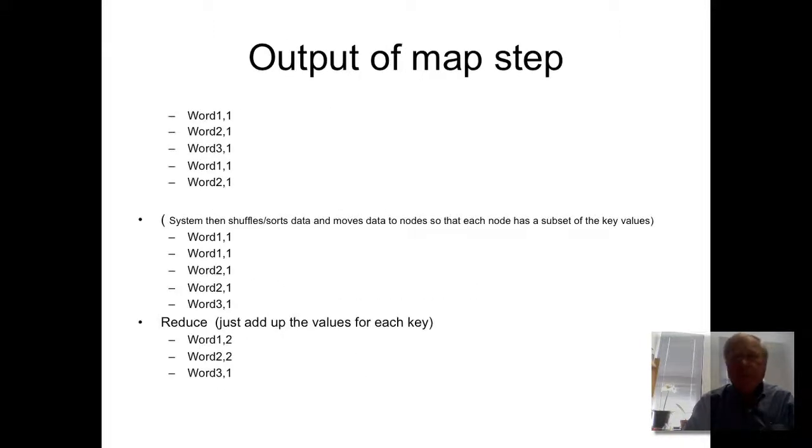So here's an example of what the output of the map step would look like. Word 1, number 1, word 2, number 1, word 3, number 1, word 1, number 1, word 2, number 1, etc. Then the output of what's presented to the reduce step is word 1, 1, word 1, 1, word 2, 1, 1, word 2, 1, word 3, 1, etc. And the reduce step just adds up the value for each key and outputs for word 1 that occurred twice, word 2 occurred twice, word 3 occurred once. Boom. Can do that for a very large set of data very, very quickly.